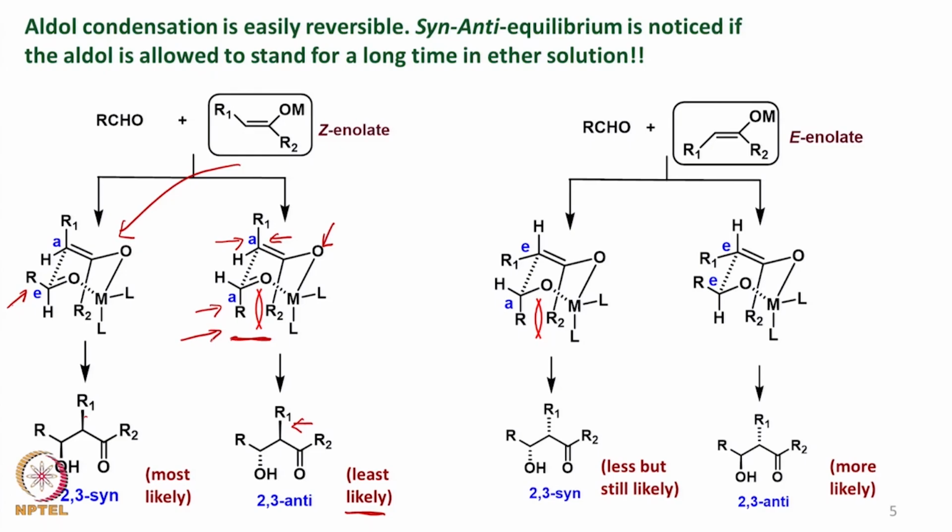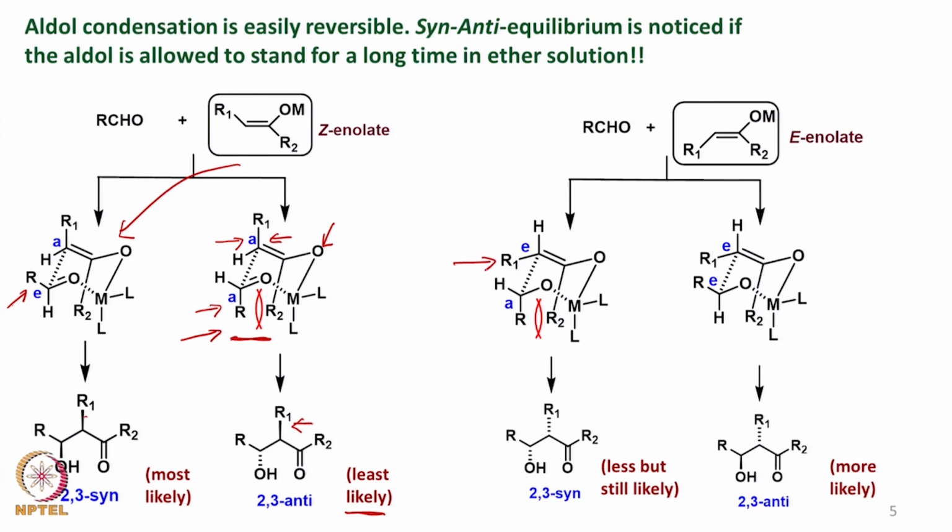Therefore, this is least likely and this is most likely. Now, we turn towards the E-enolate, and as you can see the same type of orientation that we can show, but in here now since the E-enolate is there, therefore, R1 group is opposite to the OM and therefore, it is orienting in an equatorial position.